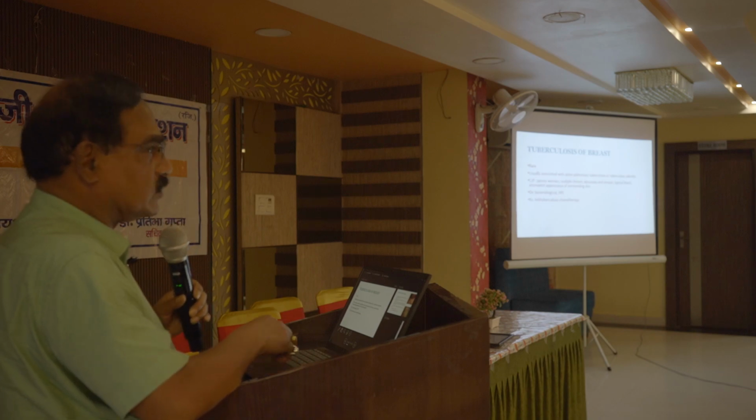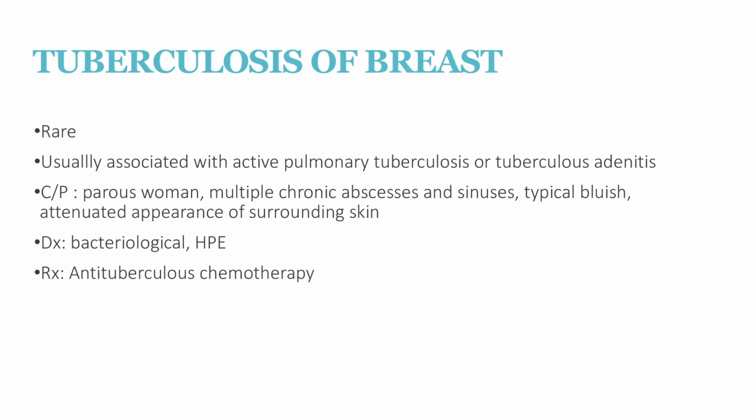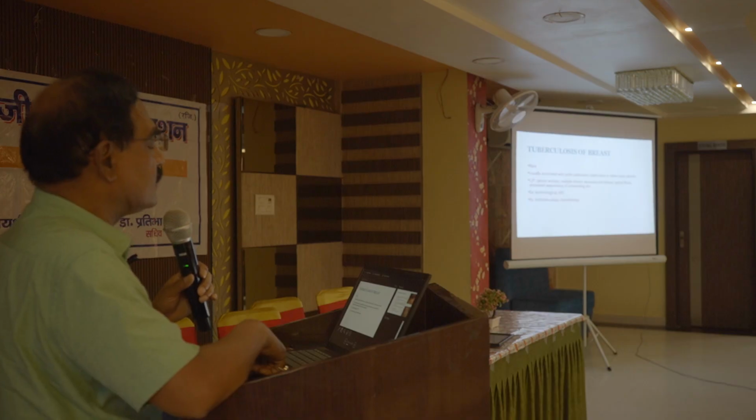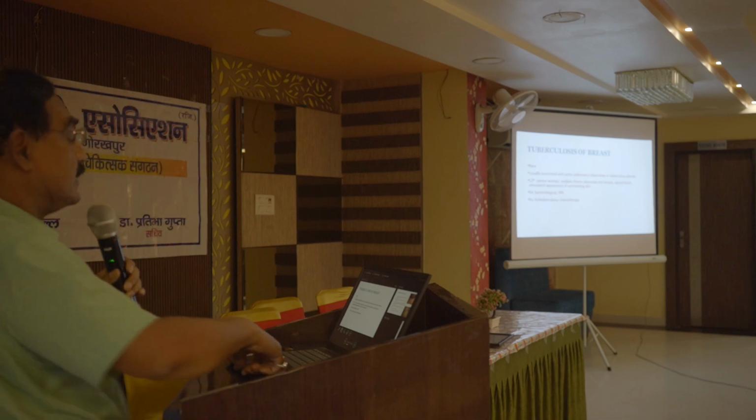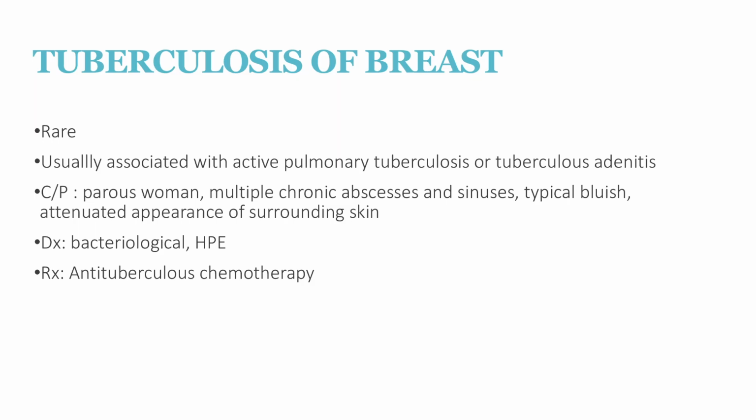Some words about tuberculosis. We get very few cases of tuberculosis of the breast. It is rare, but usually it is associated with active pulmonary tuberculosis or tuberculous adenitis. The clinical features are multiple chronic abscesses and sinuses, with a bluish, attenuated appearance of the surrounding skin. So straightforward, you can say this is tuberculosis of the breast.